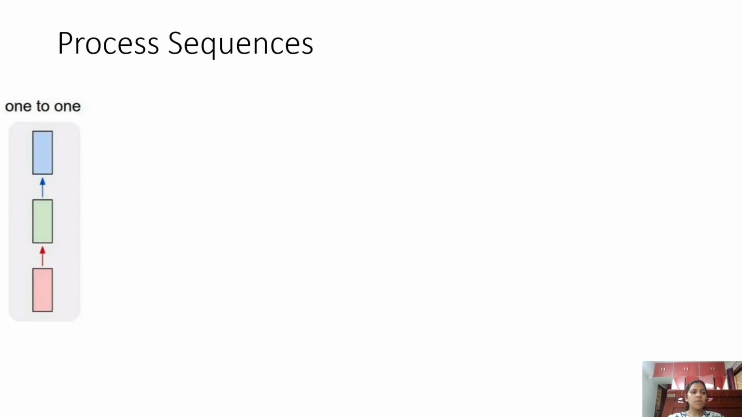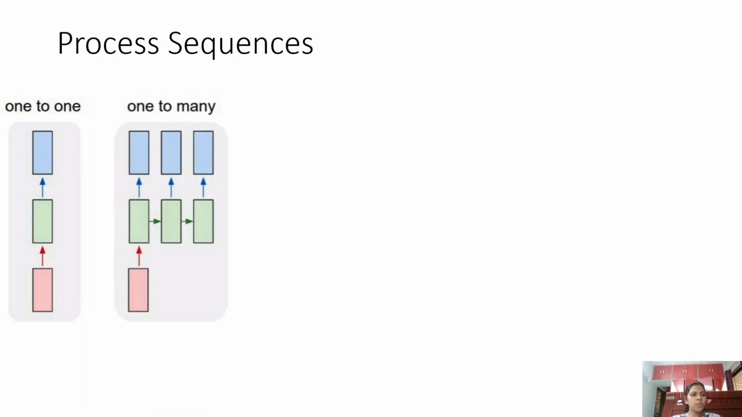First is one to one. What is one to one? One to one is the classical feed forward network, where we have one input and we expect only one output. Next is one to many. For one to many, we can take the example of image captioning. We give one image and we need to get a caption, a word or a sentence. Here we have one image as a fixed size input, and the output can be words or sentences with a variable length. That is one to many.